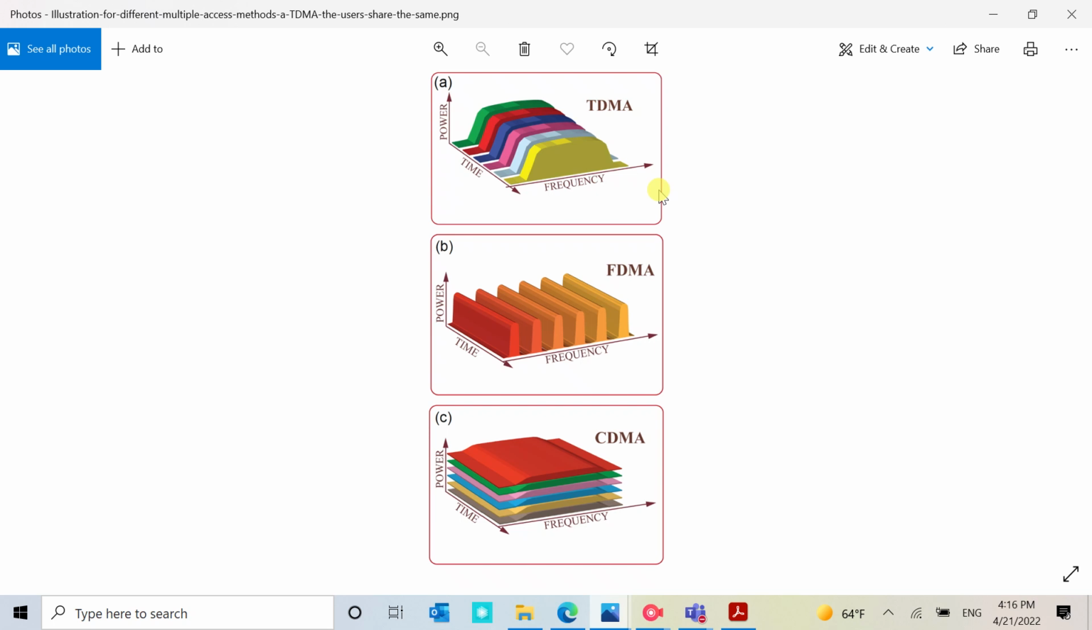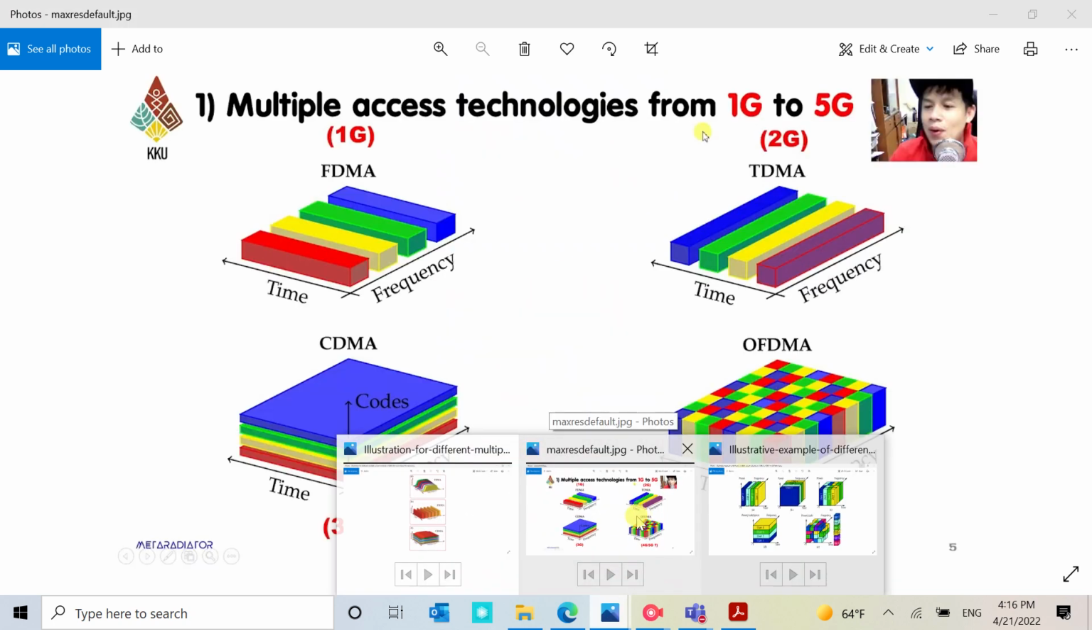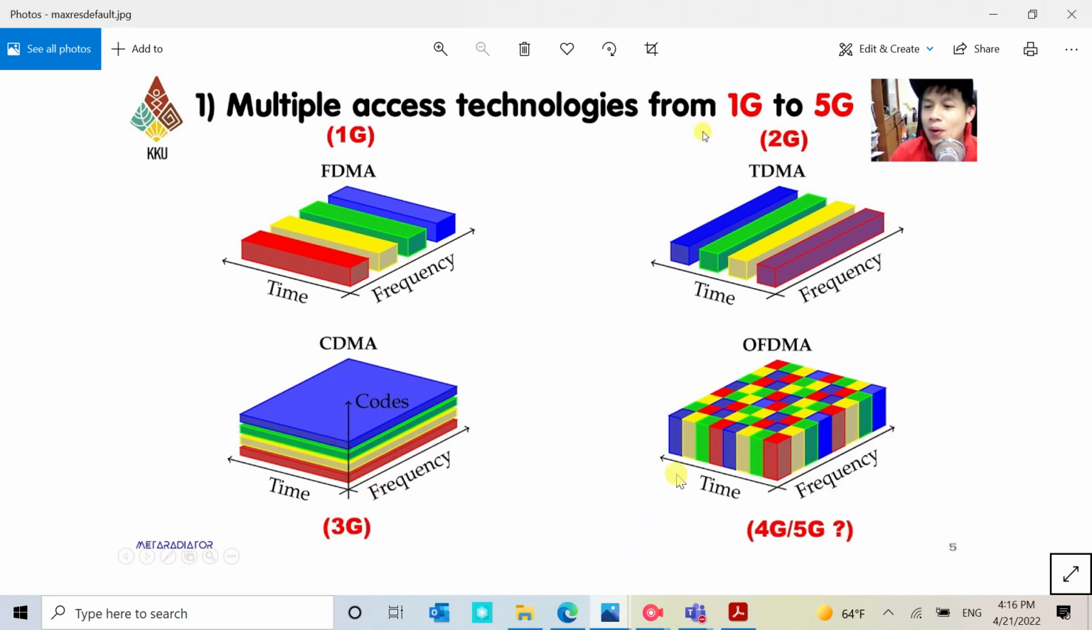Therefore, it works well for a certain number of users, but if you have too many users to serve, you will run out of codes, and you will find out that CDMA is not efficient anymore. So what's the solution, people? It also has problems with equalization, because it works in the time domain. So people moved from FDMA, which is first generation mobile network, to TDMA, second generation, and CDMA in third generation.